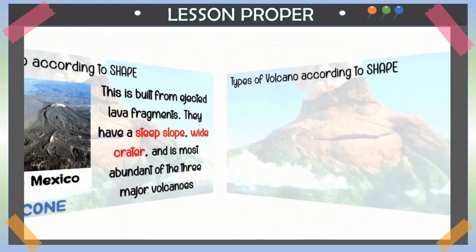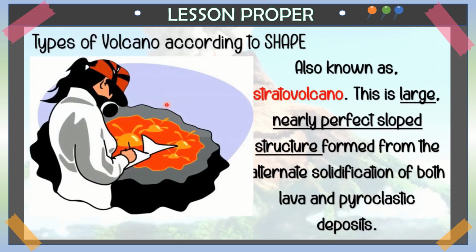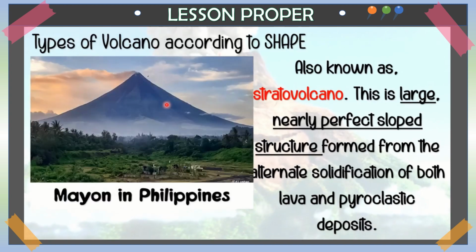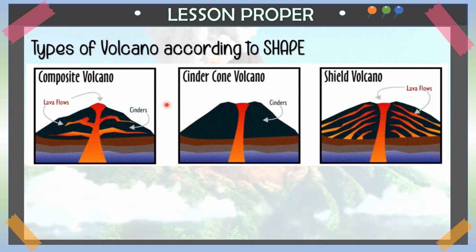Lastly, we have composite volcano. It is also known as stratovolcano. This is a large, nearly perfect slope structure formed from the alternate solidification of both lava and pyroclastic deposits. According to volcanologists, or the people who study volcanoes, some of the Earth's grandest mountains are composite or stratovolcanoes. One good example is our very own Mayon Volcano.